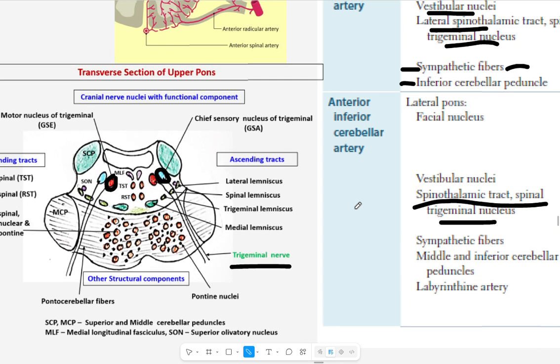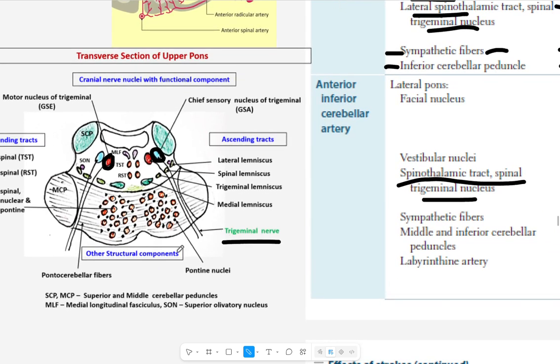Okay. And then some middle and inferior cerebellar peduncle. So this is the middle cerebellar peduncle. If you look at this, this is the section of the upper pons. If I go to the lower pons, I will also be able to see the inferior cerebellar peduncle. We're losing that too. And also there's a labyrinthine artery that also I'm losing.